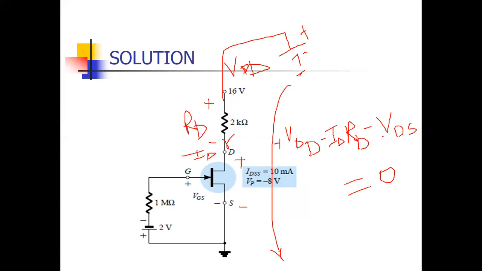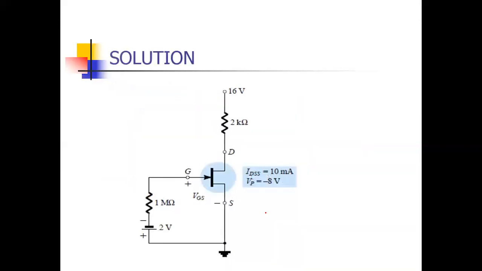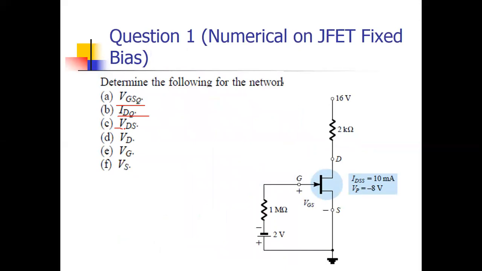From this equation, what you can find out? VDS. VDS equals VDD minus IDRD. VDD is given 16 volt. ID you have already calculated, and RD is given in the question. So from this equation, you have calculated VDS 4.754. So now part 3 is also over.